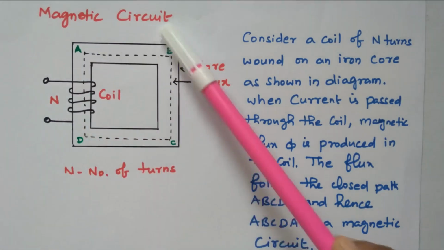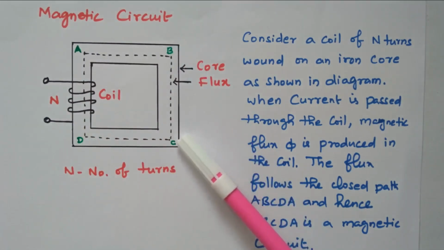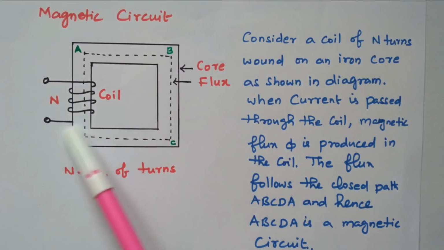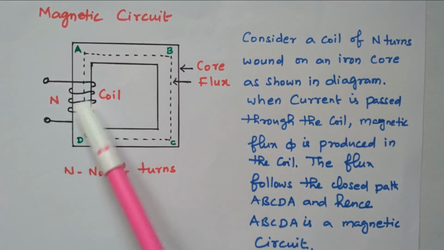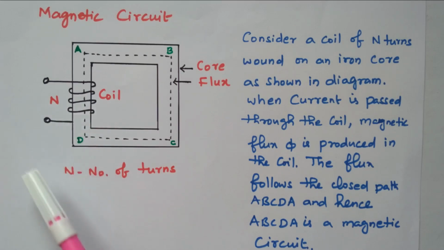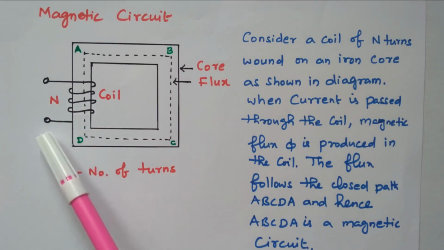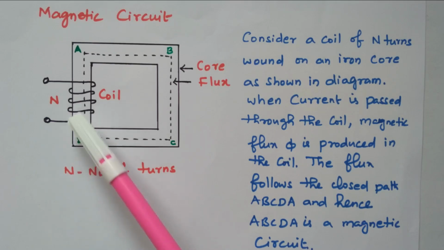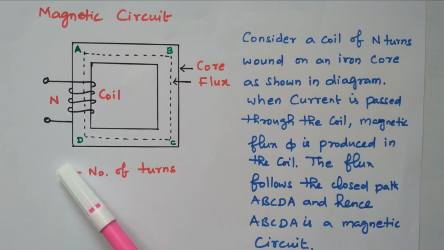Consider an iron core over which a coil is wound with N number of turns. The coil is wound on one side. When the coil is energized with a voltage, current flows through the coil. Due to the rate of change of current, flux is produced in the coil.